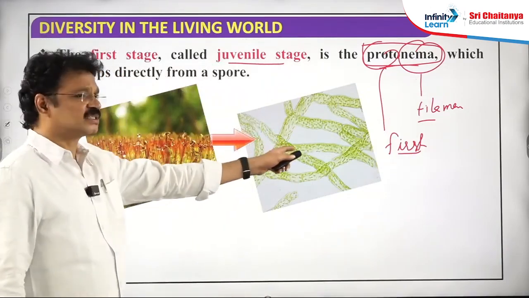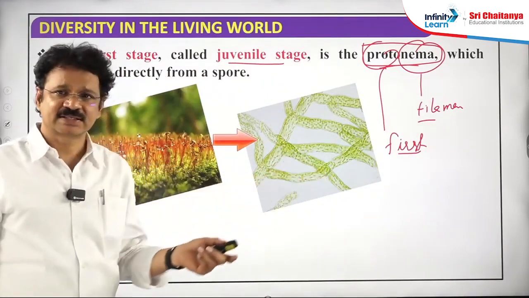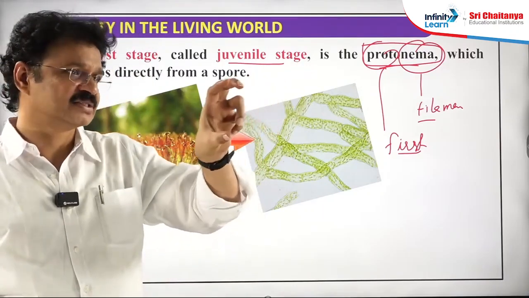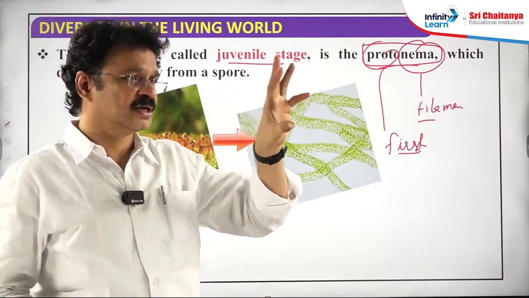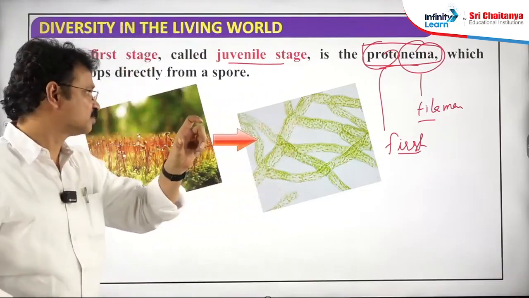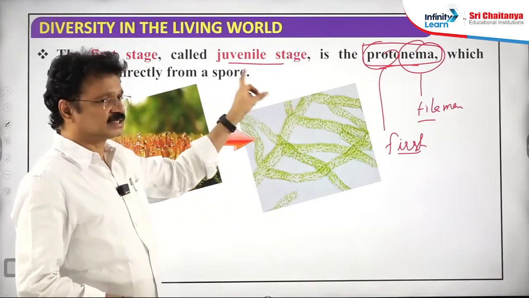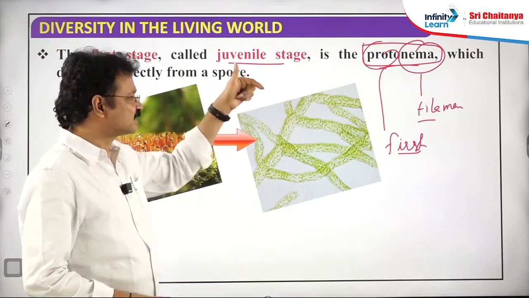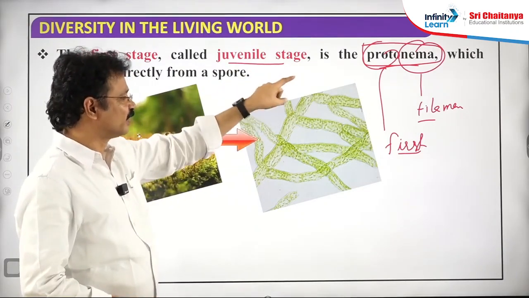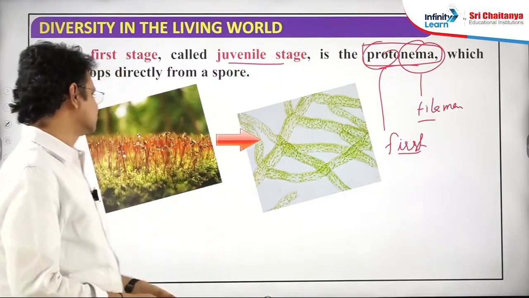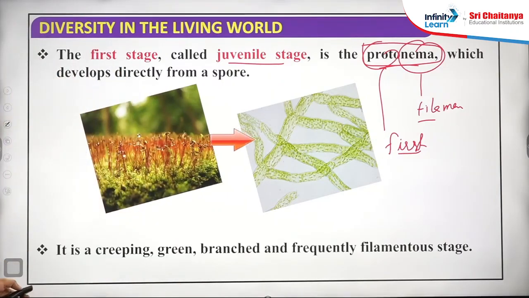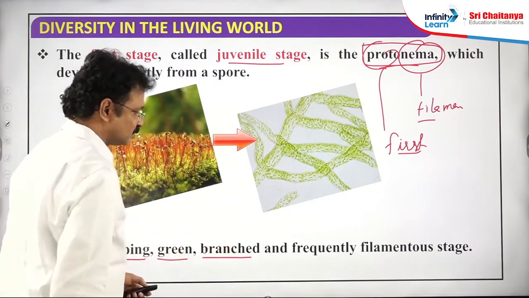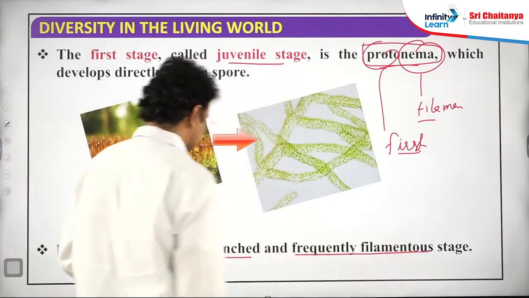It records their ancestral features. Who are the ancestors of the bryophytes? Algae. In the majority of algae, the body appears filamentous. So algae are the ancestors of bryophytes. What ancestral features are recalled by the bryophytes? Filamentous nature: creeping on the ground, green in color, branched and frequently filamentous structures.